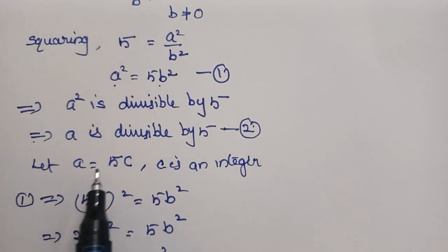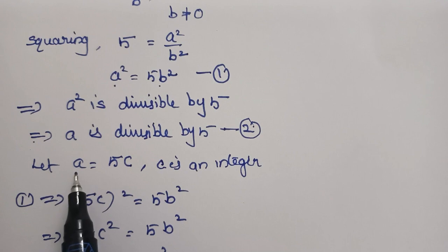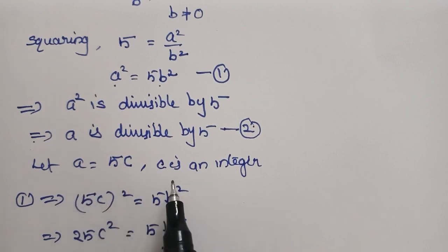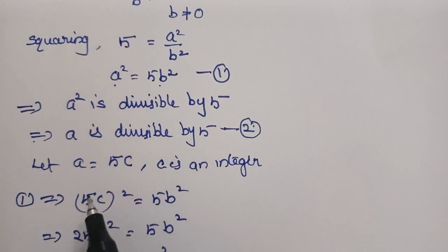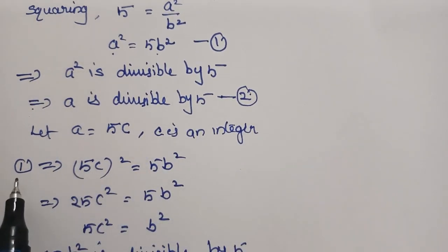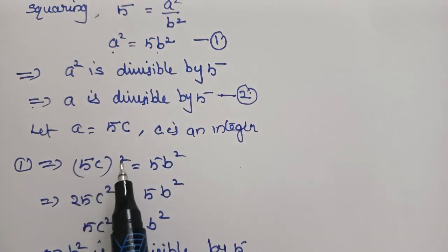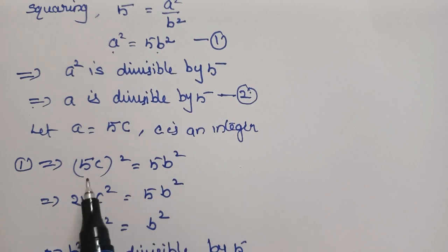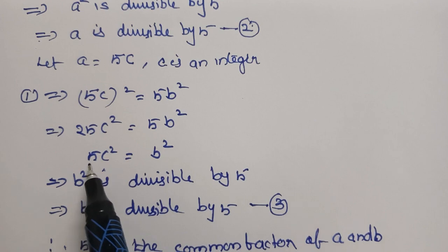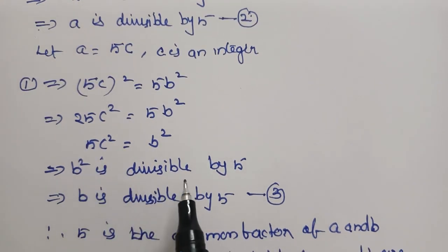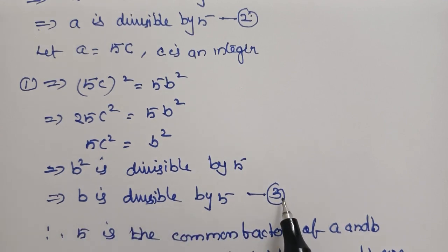If it is divisible by 5, then we can write a equal to 5 into c, where c is an integer. Now substituting in the first equation, instead of a square you write (5c) the whole square, equal to 5b square. Squaring, 25c square equal to 5b square. Cancelling 5 on both sides, we get 5c square equal to b square. That implies b square is a multiple of 5, or b square is divisible by 5. That implies b is divisible by 5. This is the third result.